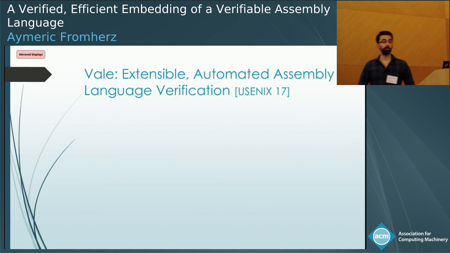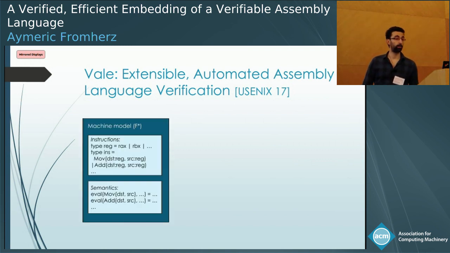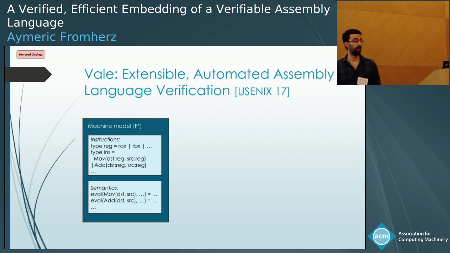Our starting point in this work is the Vale framework that was first presented at USENIX in 2017. Vale is a domain-specific language embedded in F* that allows the automated verification of assembly code. And the way Vale works is the following. There is first a model of a machine written in F* that models the state of a machine as well as the machine instructions and semantics.